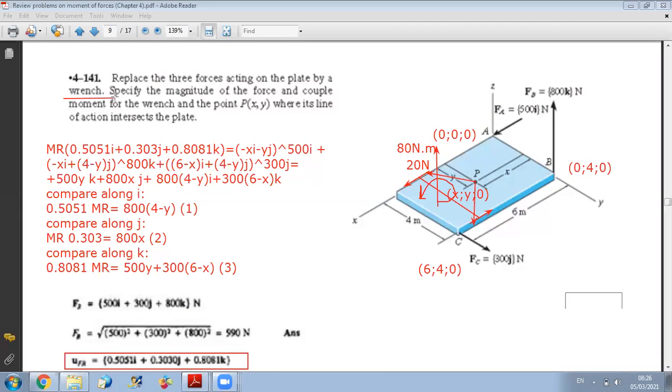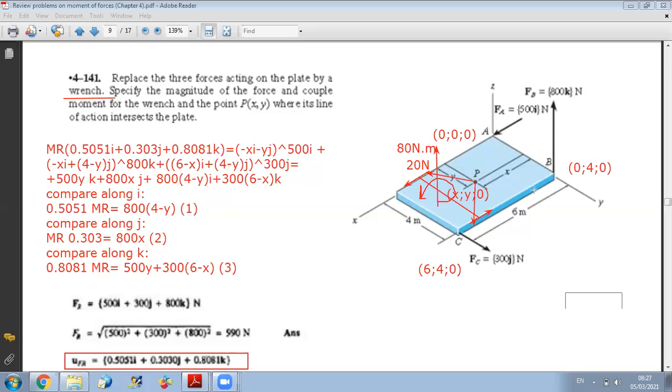What is a wrench? A wrench is a reduction of a system of forces to one force and one moment that are parallel. That's it. If you know the definition of a wrench, you can write that the resulting force and moment at P, which is the point of reduction, will be collinear. What does collinear mean? They have the same line of action. So I can write the moment vector as a certain algebraic value MR times the unit vector of FR.